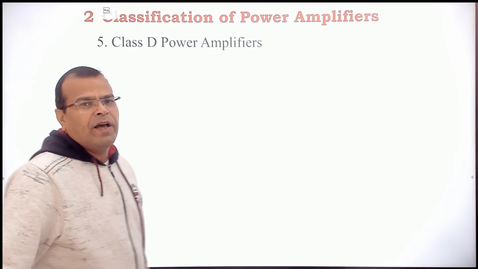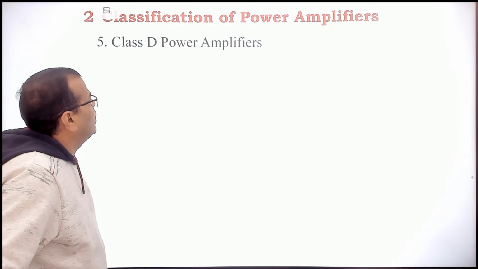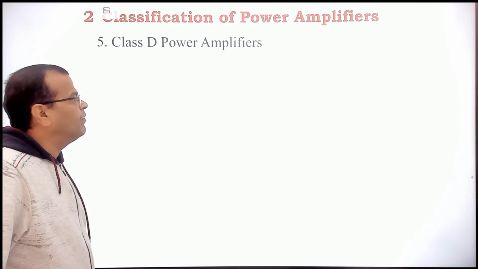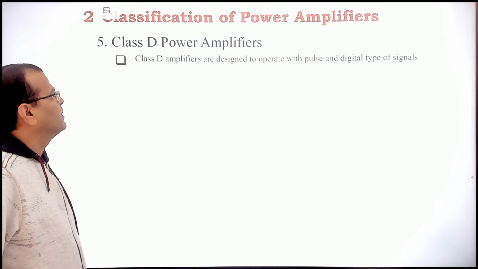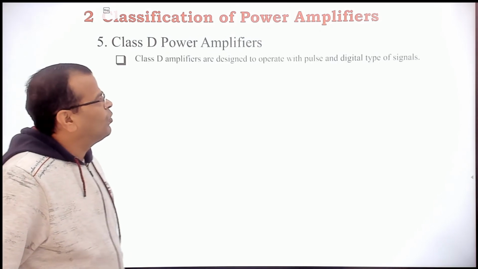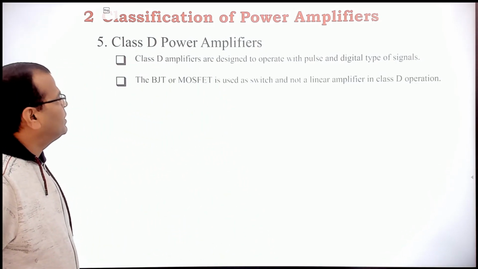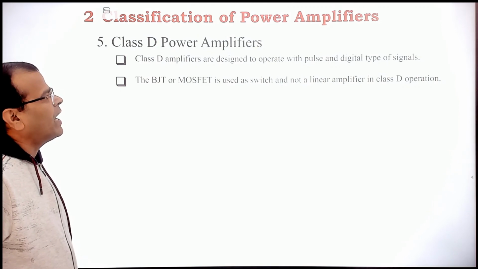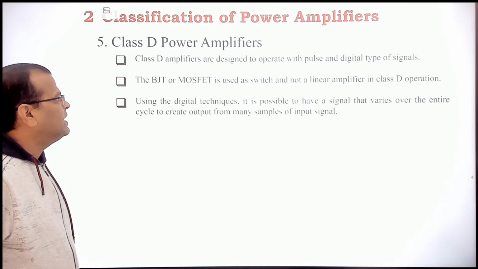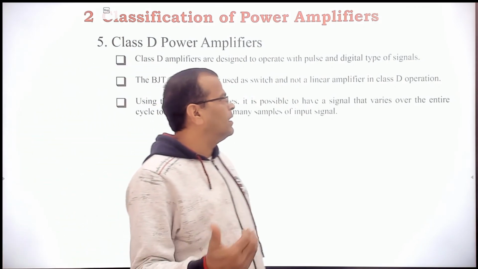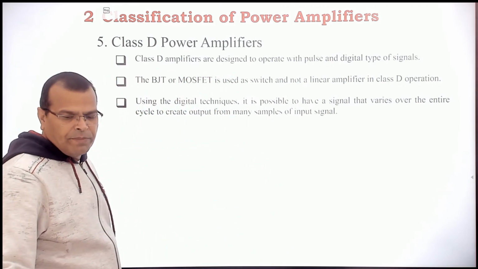So class D amplifier is basically not a tuned amplifier. It is basically not a signal amplifier which is used to amplify the sinusoidal signal. Basically it is used to amplify the pulses. The class D amplifiers are designed to operate with pulses and digital type of signals. BJT or MOSFET is used as a switch and not linear amplifier in class D operation, right? Using digital techniques, it is possible to have a signal that varies over entire cycle to create output from many samples of the input signal.